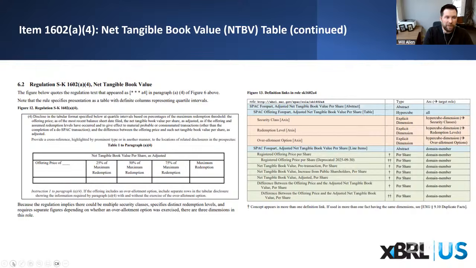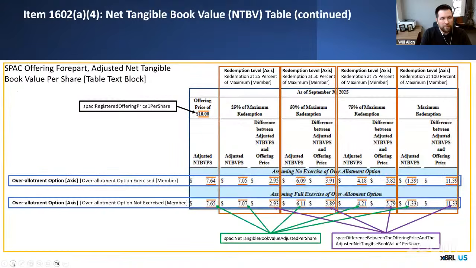And then those peach colored rows are your axes, which show the different types of securities, what redemption level, and then the over allotment option. And then finally, the green rows show each of those individual concepts that you could apply to any of those rows within that table. So let's take a look at the next slide, and it has one of these tables that I've pulled from an SEC filing off of the Edgar system to show how someone would represent this in real life.